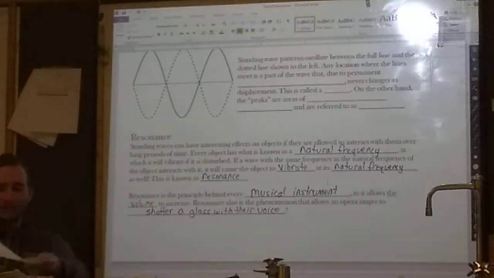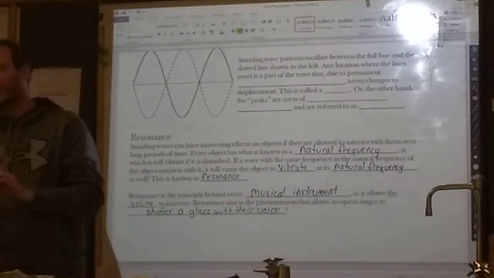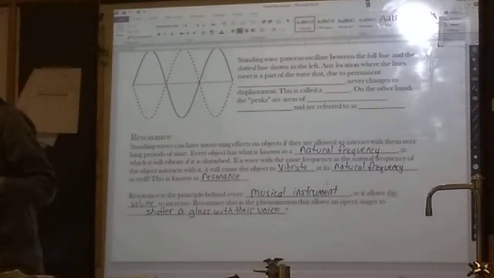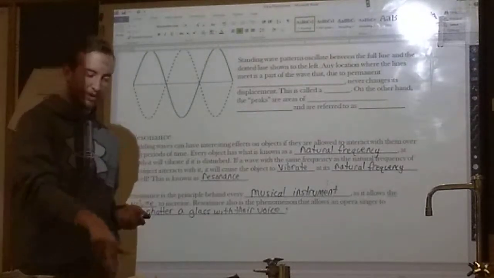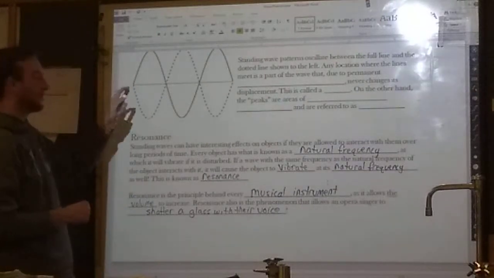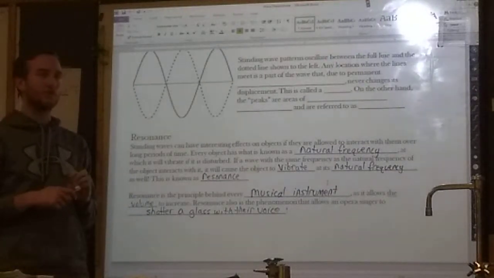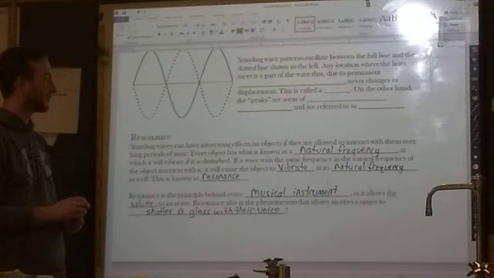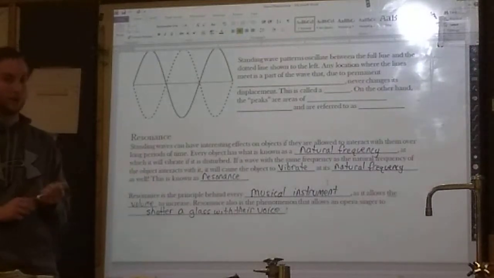Mainly what I want you to get out of this is that standing waves happen when you have two waves traveling opposite directions, same frequency, same amplitude. You should be able to tell what is a node and what is an antinode. You should know the reason that they're called standing waves. Like I said, we'll talk a little bit more about resonance.